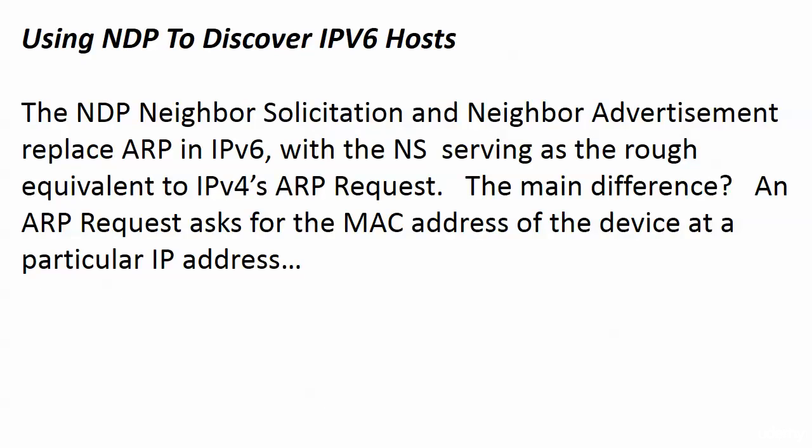Now, using NDP to discover version 6 hosts. We have 2 different messages here, neighbor solicitation and neighbor advertisement. And this is going to be kind of similar to ARP, but there's something called the solicited node multicast address. It's just as much fun as it sounds. It's really not bad at all, but a little calculation, knowing how to calculate the SNMA, is a good idea for your exam.